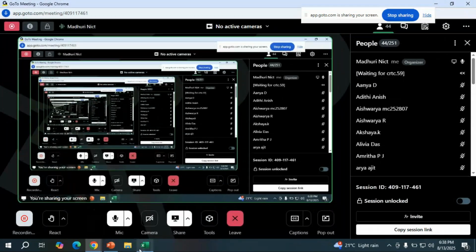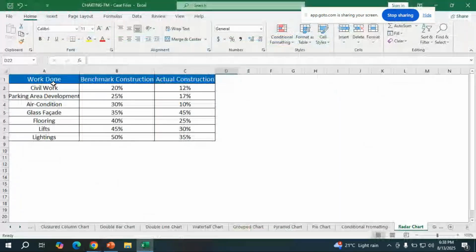Radar chart will appear. See, this is the case study which I have given. Work done, and what is the benchmark construction and the actual. We say budgeted and the actual, right? So this was the planned construction, but actual constructed was only 12%. We have the list of works done here: civil work, parking area development, air condition, glass package, flooring, lifts, and lighting. All these works are to be done.